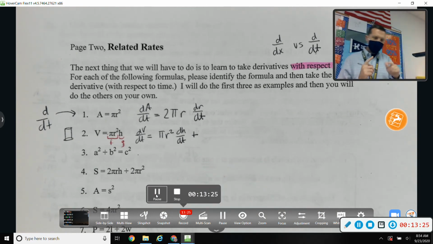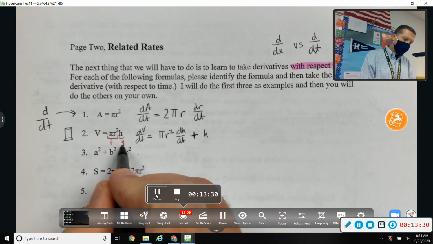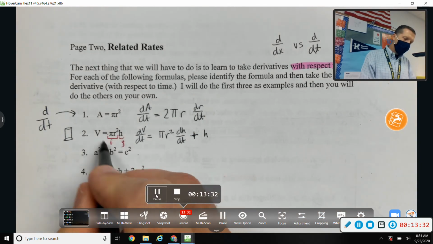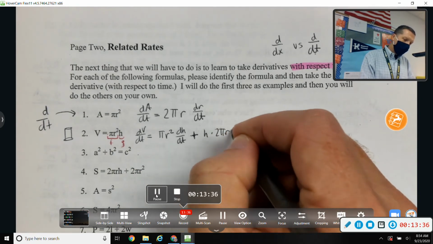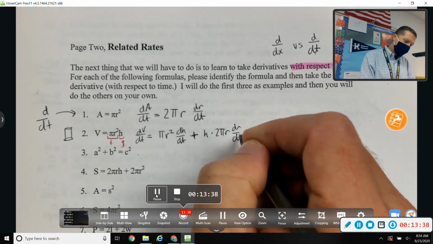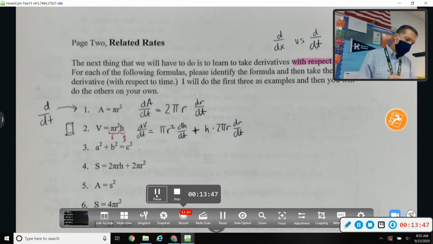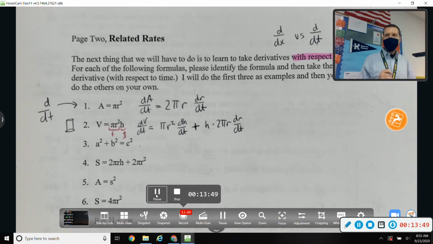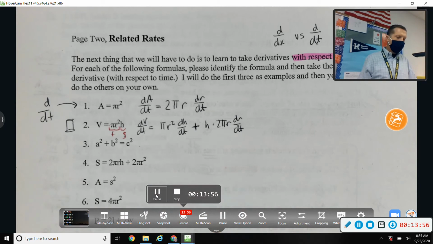Plus the other way around, h, so times the derivative of pi r squared. So that would be 2 pi r dr dt. Okay with that? So product rule combined with chain rule, taking a derivative with respect to time. There's a lot of stuff going on.